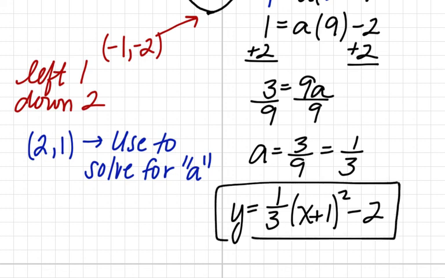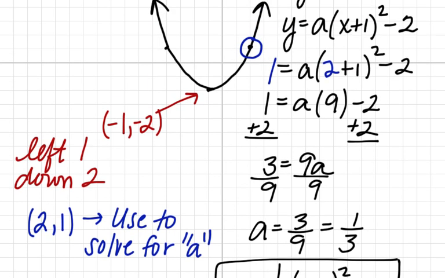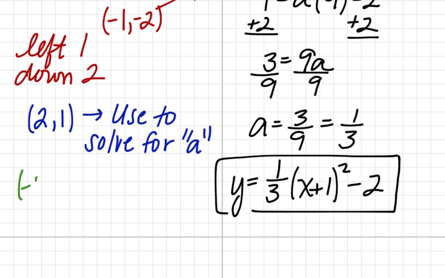Now, if you want to do some more checking, you could go back up to your graph and pick a different checkpoint. For example, the only one we haven't chosen so far looks like this one over here, which appears to be (-4, 1). So if you want to use that as a check, you certainly can.